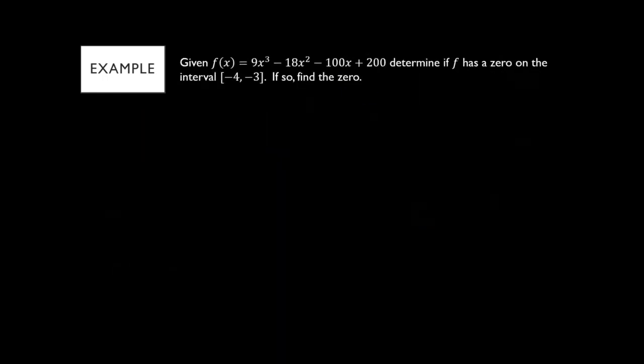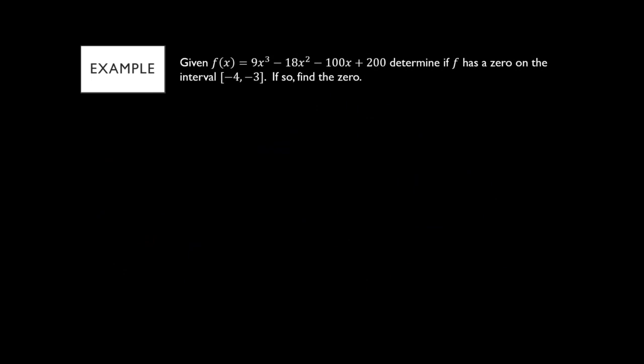Okay, so I've got one more example because there's not really a lot we do with the intermediate value theorem other than to see if there's a 0 to know whether we need to actually find a 0 there. So given f of x equals 9x cubed minus 18x squared minus 100x plus 200, determine if f has a 0 on the interval -4 to -3, and then if it does, find the 0.